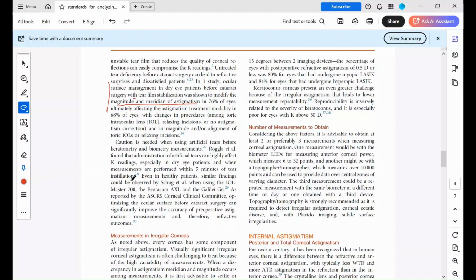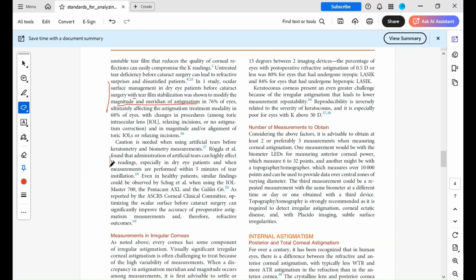So we need to treat the dry eyes before the toric IOL is planned, because much of the astigmatism that you are seeing could be because of the dry eyes. And when you treat the dry eyes, you might realize that there was no astigmatism at all. So be careful that dry eye is not causing the astigmatism that you are trying to correct with toric IOLs, because in that way the patient is not going to benefit.